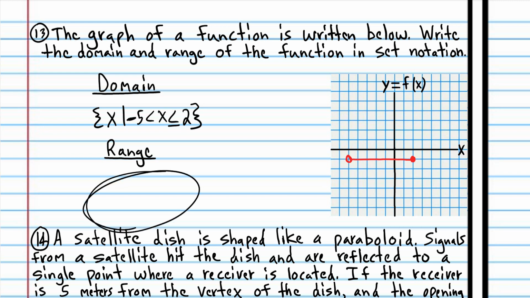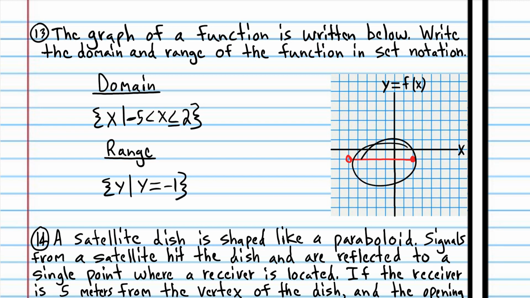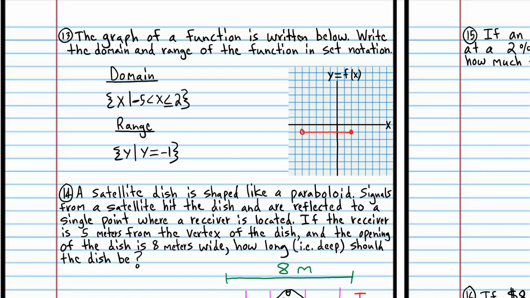Now the range is all the y values of the points on this graph. But notice that there's only one y value that's represented. The set of all y values such that y must be equal to -1, because all the points on this graph have y values that are equal to -1. So again, you state the variable that you're using and the restriction on that variable. So if you got that one right, good job.